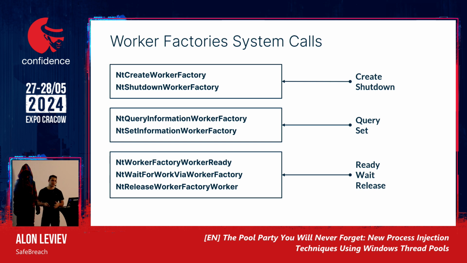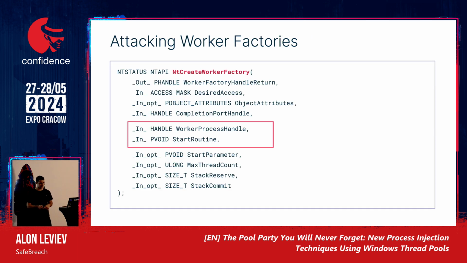Now, the kernel exposes multiple system calls to interact with the worker factory objects. Among them, we have the creation and shutdown system calls to create or shut down a worker factory. We also have the query and set system calls, which are basically just a getter or setter for the kernel object. And then we have the ready, wait, and release system calls.